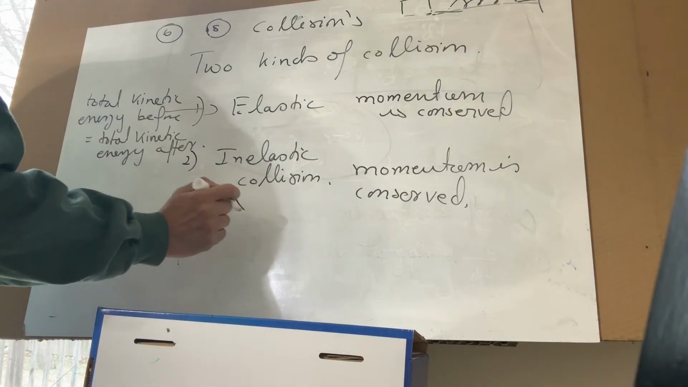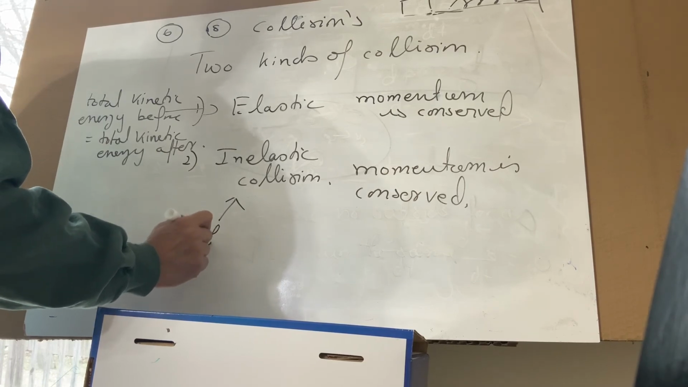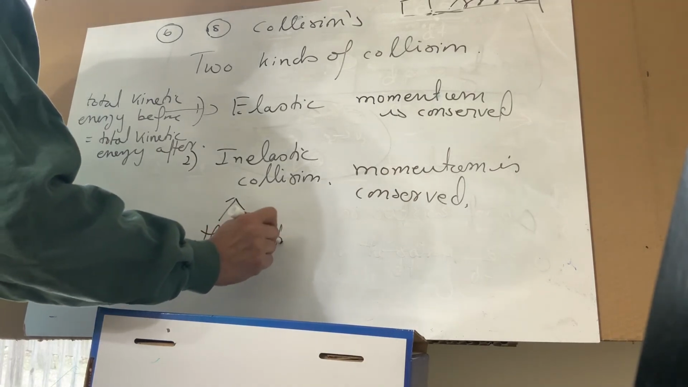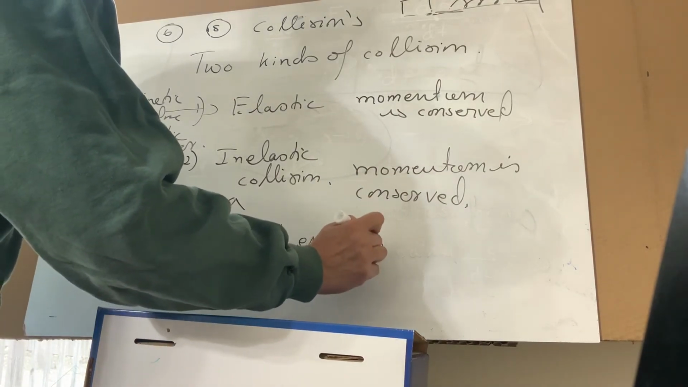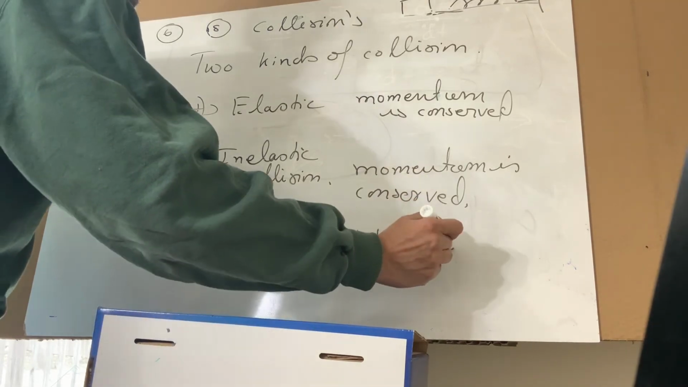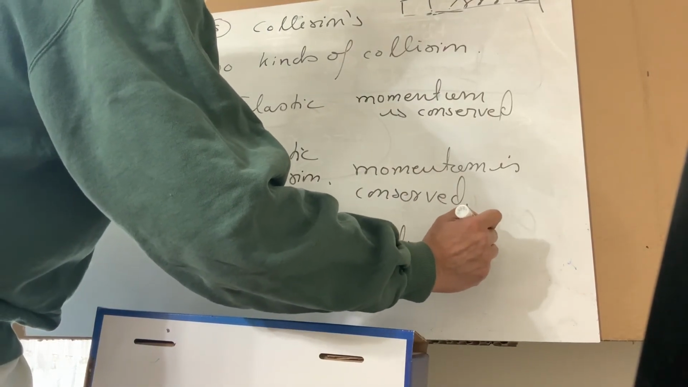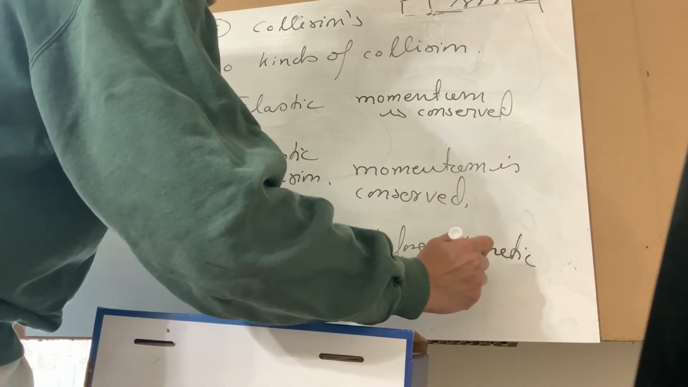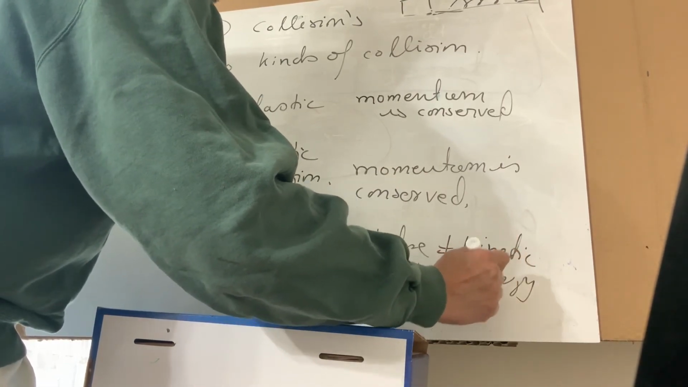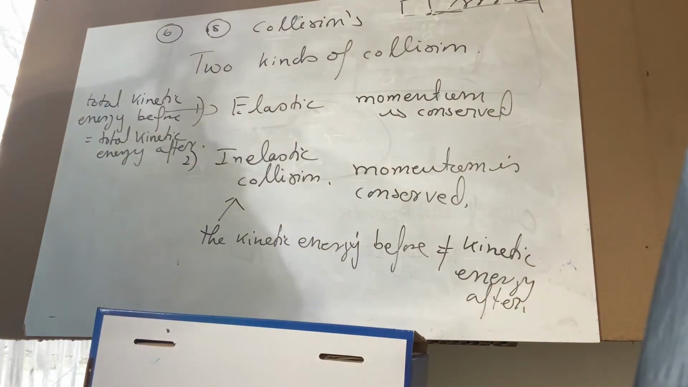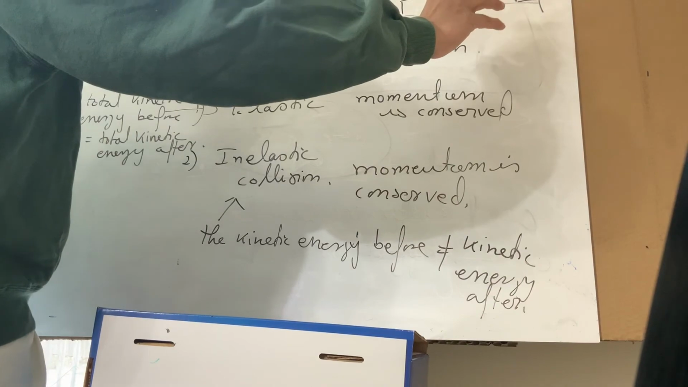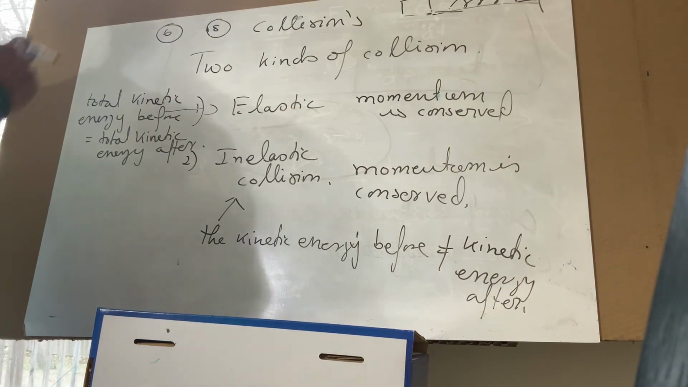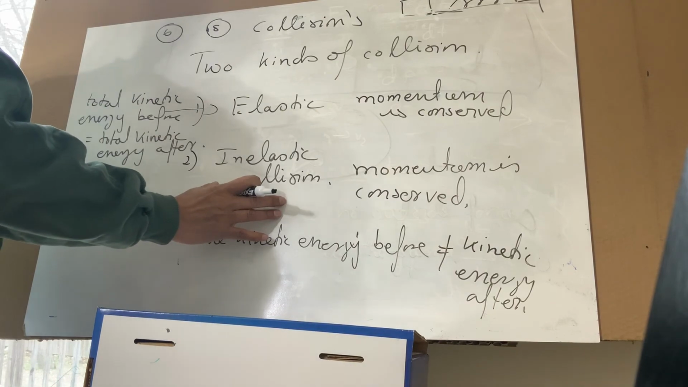Inelastic collisions are when something hits and bounces back at a smaller speed. Okay, that means the kinetic energies are not equal. So in an inelastic collision, the kinetic energy before is not equal to the kinetic energy after, because it's going to hit something and bounce back at a smaller speed. Okay, so we call that an inelastic collision.